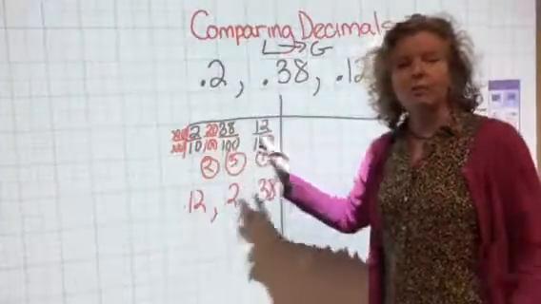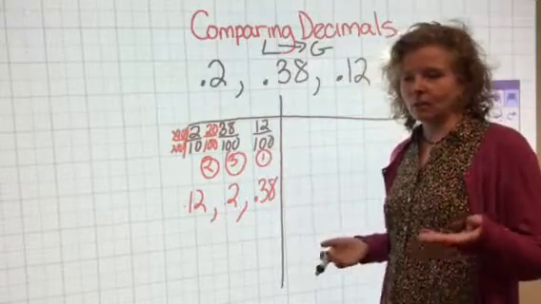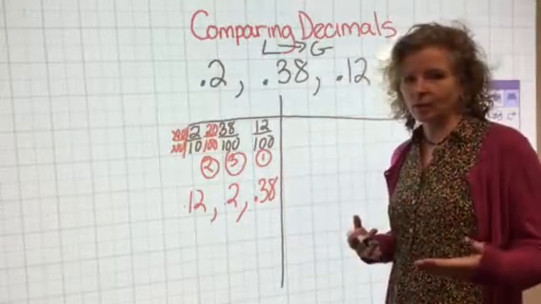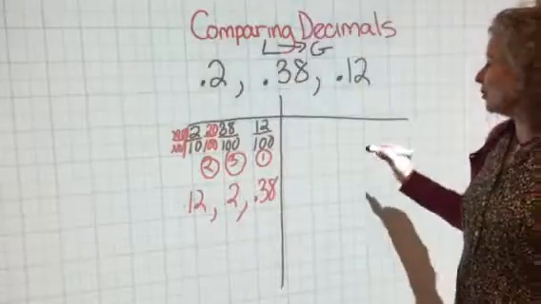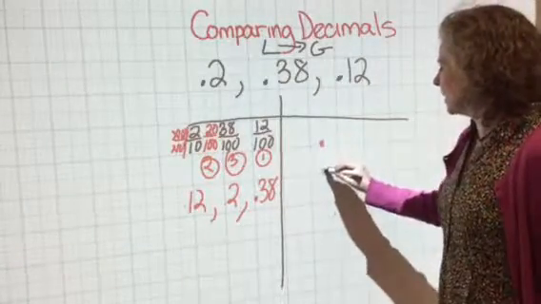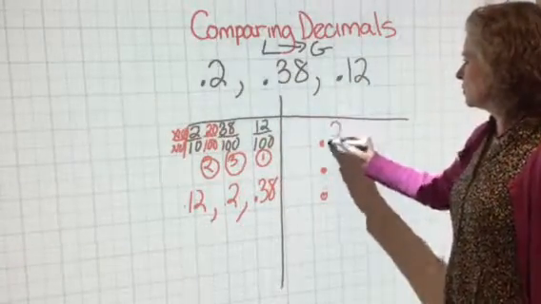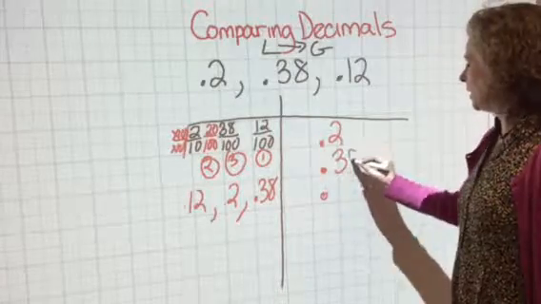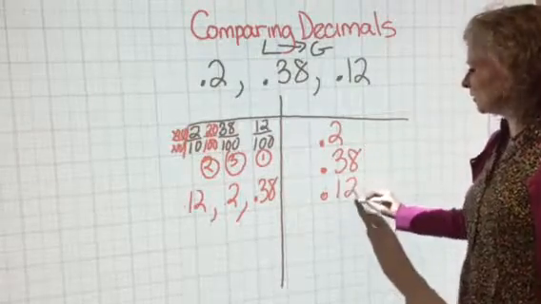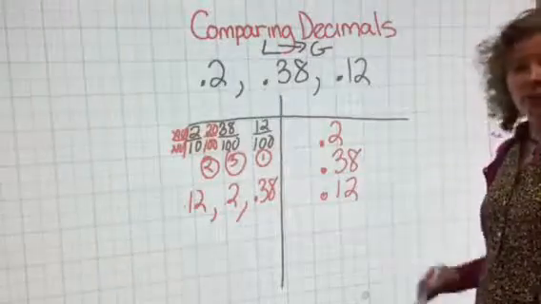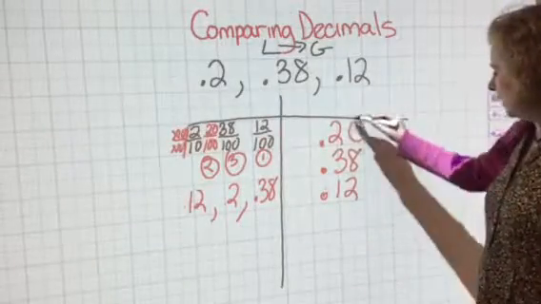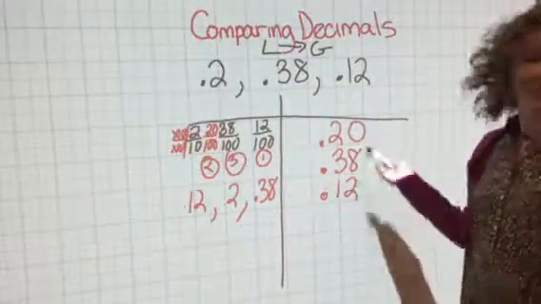So I can use the fractions method that I used when I was comparing decimals, or I could use place value, where I'm going to line up my decimals: 2/10, 38 hundredths, 12 hundredths, and then we just want to make sure all the place values are filled in. I had to put a 0 there. Okay, everything else is good.